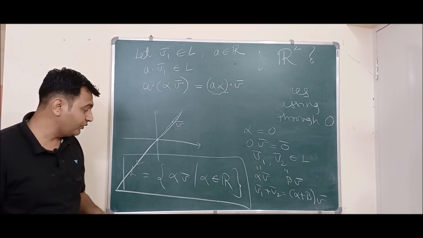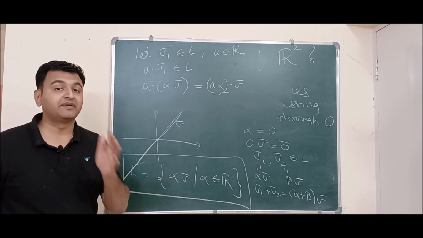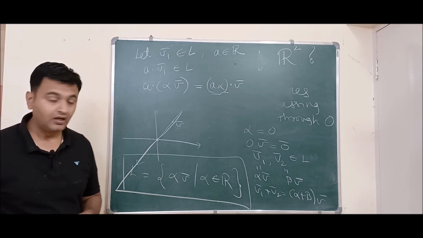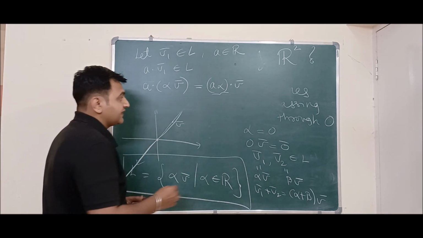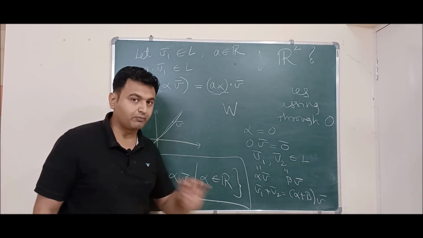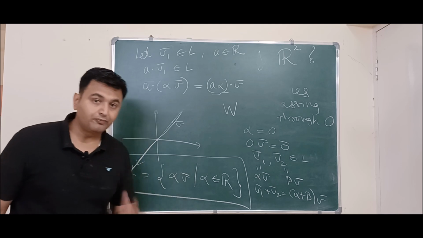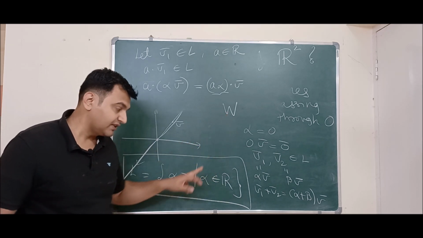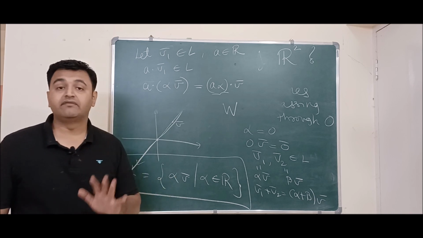So what we have proved is that if you take a line passing through the origin, then it does form a subspace of R2. But then the question is, if W is any arbitrary subspace of R2 which is non-zero and a proper subset of R2, then what is this W? Now we are going to prove that this W is nothing but again one of the lines passing through the origin. And once we prove that, we are done with the proof.